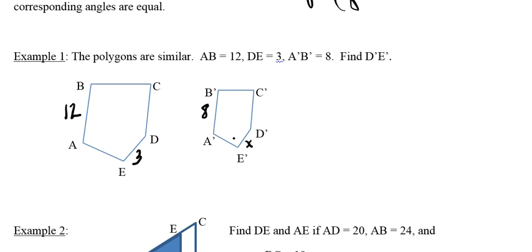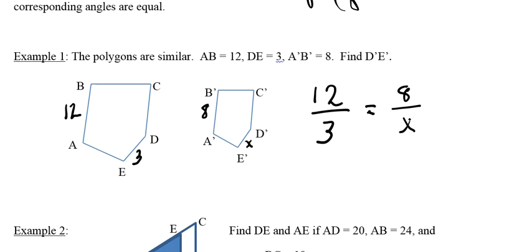To solve this we use ratios or proportions. We make a ratio of one shape, a ratio of another shape, and together we make a proportion. I'm going to do 12 over 3, so I put one shape into a ratio. When I make the other side of the proportion, since I put the bigger side on top in this shape, I have to make sure I put the bigger side on top in this shape, which is the 8.